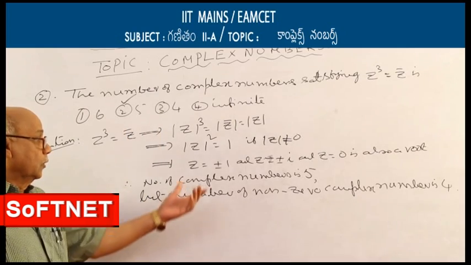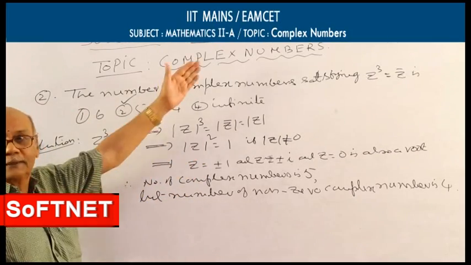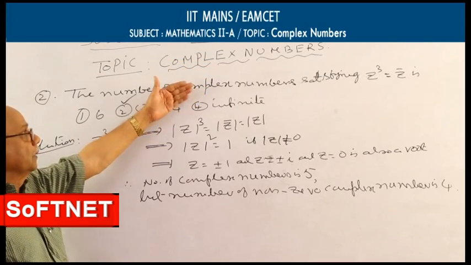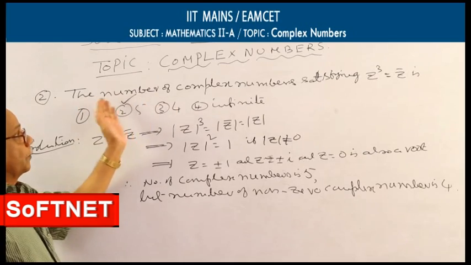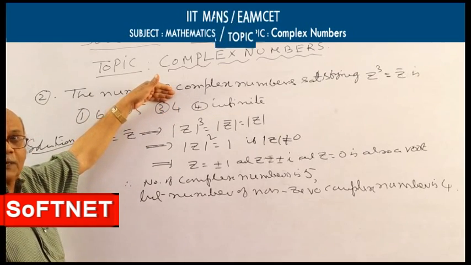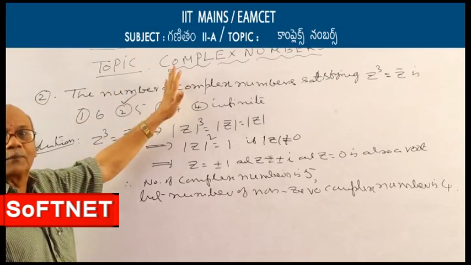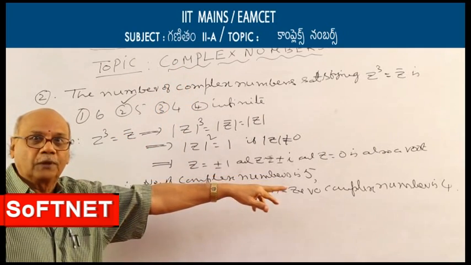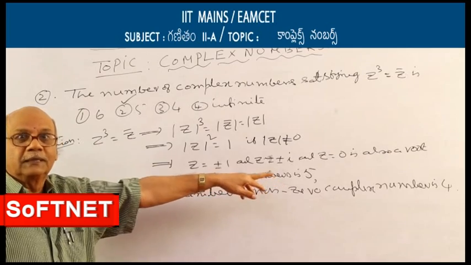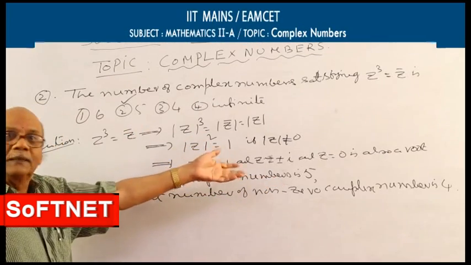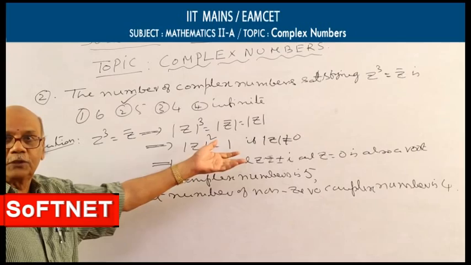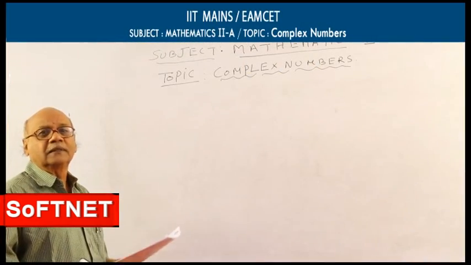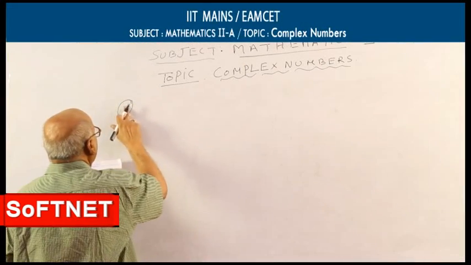So you must be very careful in reading the problem. The student must read the problem very carefully, whether it is non-zero complex numbers or complex numbers only. If it is non-zero, then the answer is 4 complex numbers. If it mentions complex numbers, 0 also will be included. Right. Now we will go to problem number 3.